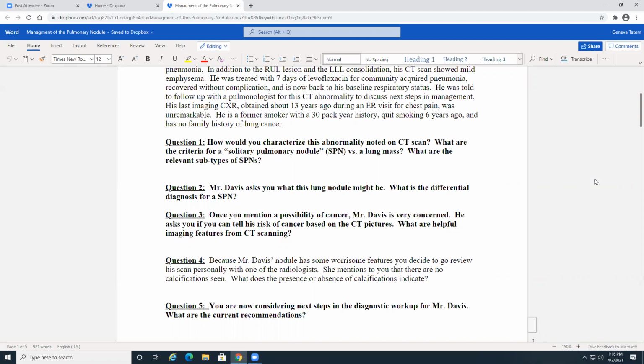However, if it was completely solid, then you would either be thinking PET, right, which you mentioned, or tissue sampling. Or if the patient really didn't want to undergo that kind of advanced diagnostic workup, you could say, okay, we'll scan you in 3 months and see what happens here. But most people, I think, would go for tissue sampling.